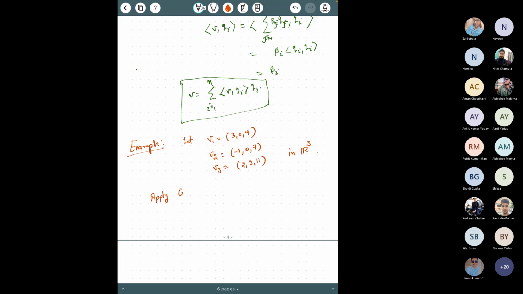So the question is, can you find an orthonormal basis of the space spanned by these three vectors v1, v2, and v3? Yes, sir. How would you do that?